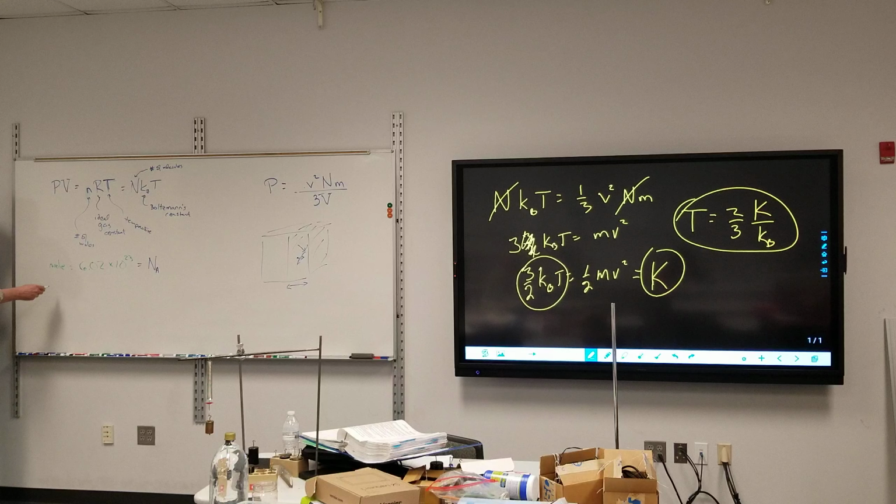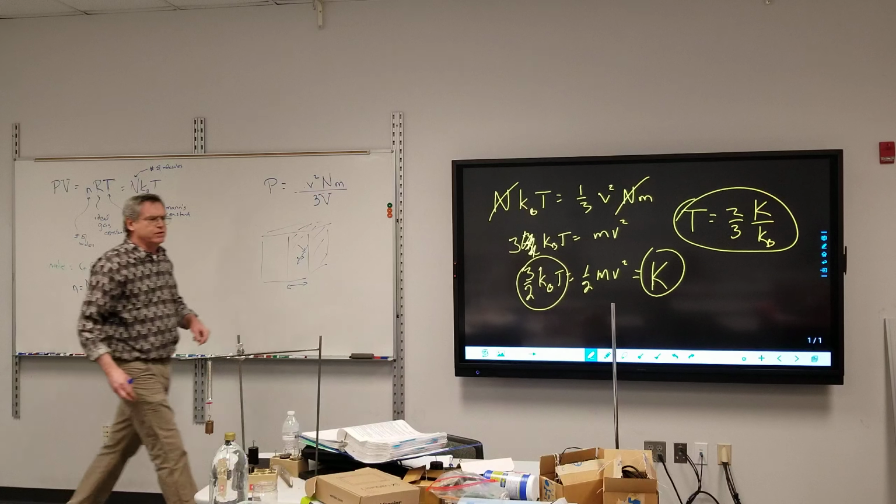So if I have 6.02 times 10 to the 23rd oxygen molecules, I've got a mole of it. In other words, this little n would be 1. So little n, the number of moles, is going to be the number of molecules divided by Avogadro's number. Now we're going to be faced with what is the ideal gas constant.